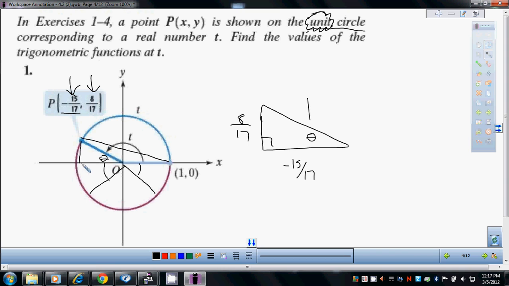I know it's confusing, but you just have to think of it in terms of the reference angle. It'll always connect your terminal side to the x-axis. Shortest distance to the x-axis.